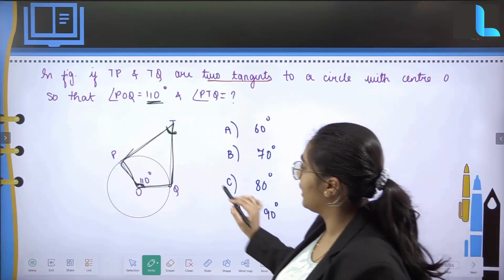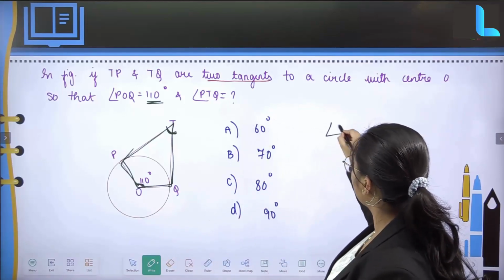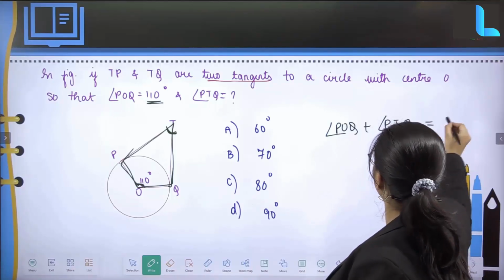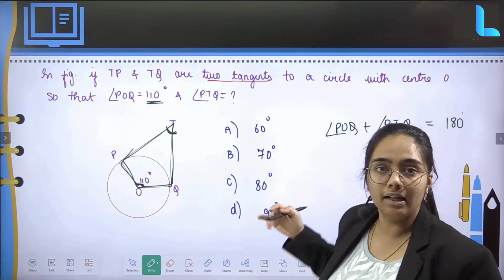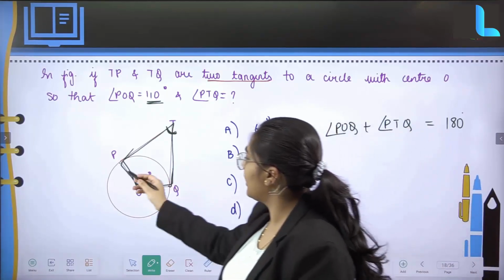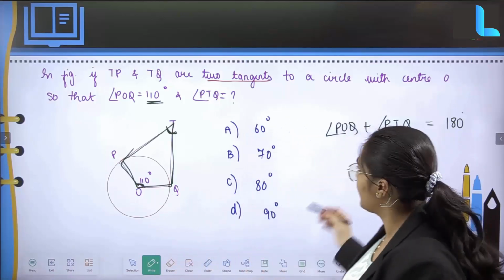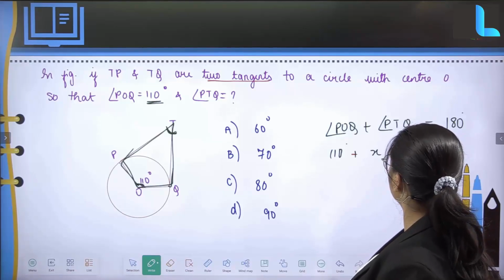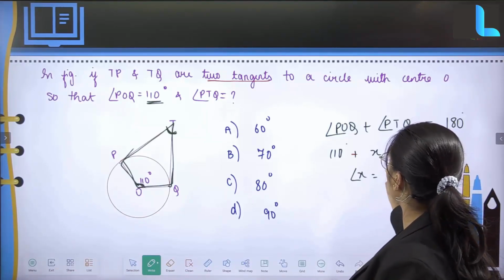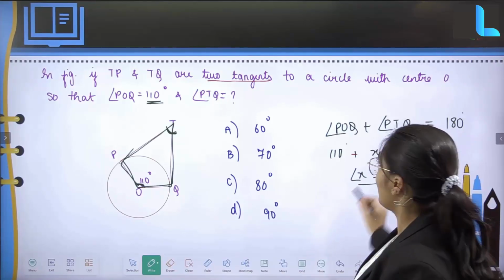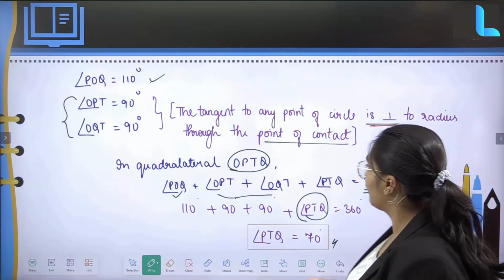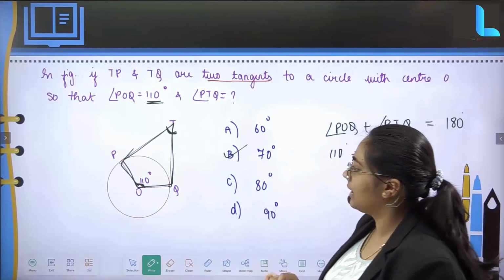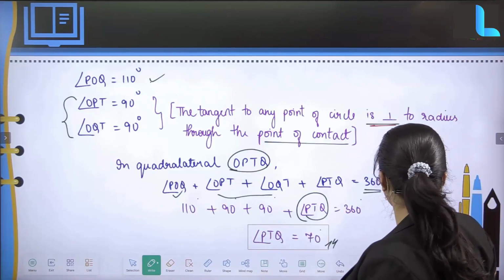This is one way of solving, and another way is you just have to add angle POQ plus angle PTQ. The sum of both of them has to be equal to 180 degrees. These are going to be supplementary angles. So the information is already provided for POQ, which is nothing but 110 degrees. Plus what is this? We just don't know, that is equal to 180 degrees. So this angle X is going to be equal to 70 degrees. Even if you solve through the quadrilateral, you'll get the same value, 70 degrees. Therefore option B is going to be your answer.